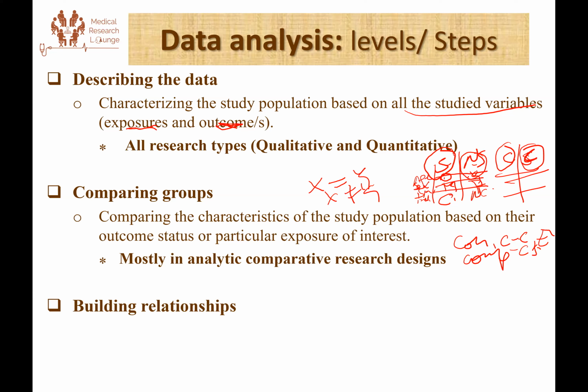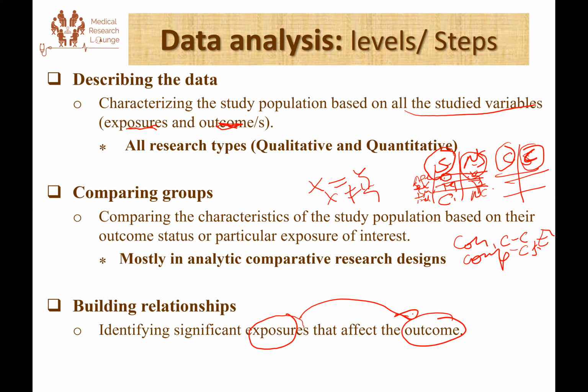So the third thing that we do is building relationships. When we try to build relationships, what we're trying to do is identify if our exposure affects our outcome. So if the exposure affects outcome, that means we want to see if X affects Y. And here, what we are trying to do is look for a cause and effect relationship.